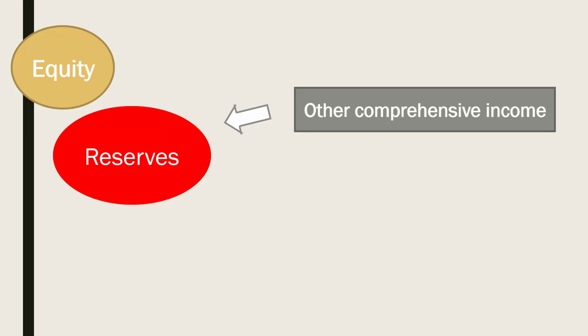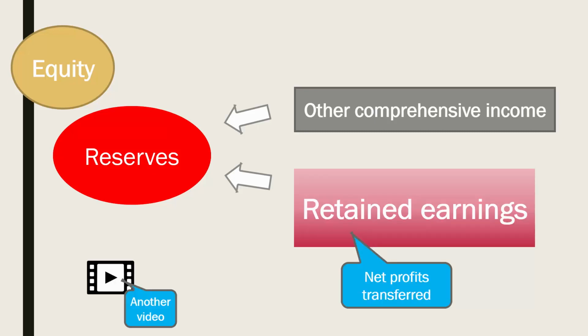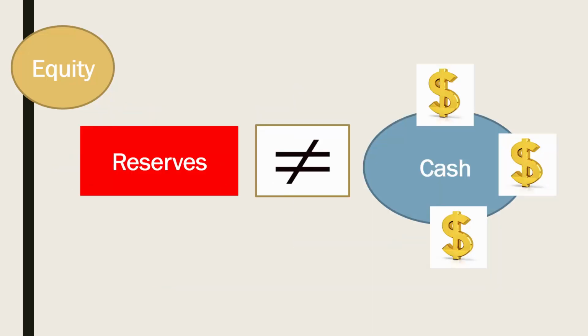Reserves can be set up based on transfers directly to equity from other comprehensive income, or from transfers from retained earnings. In another video, we will look at the rather special type of reserves, retained earnings, into which all the net profits of a firm are transferred at the end of the year. One thing to be clear about is that reserves do not mean the company has cash in its bank account backing these reserves.